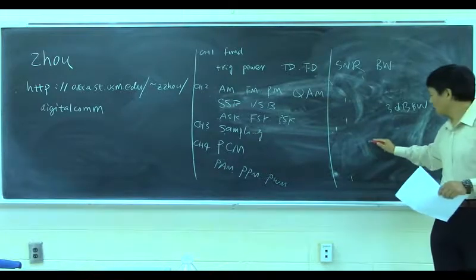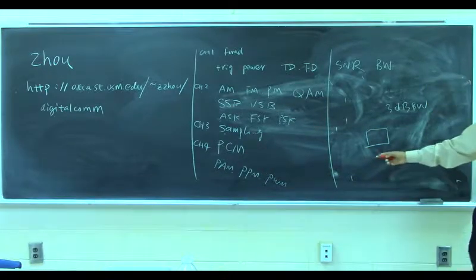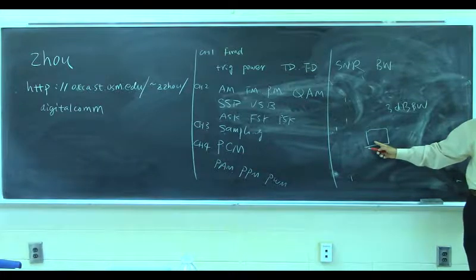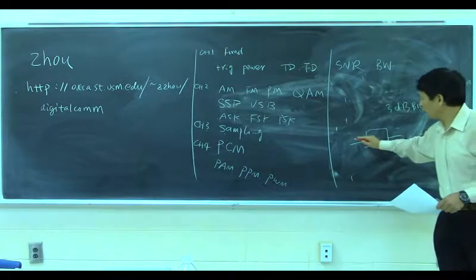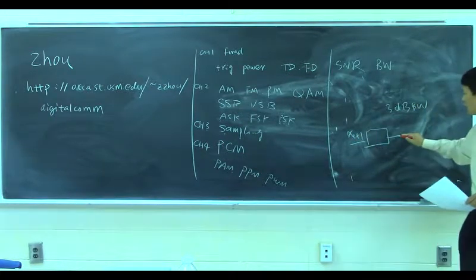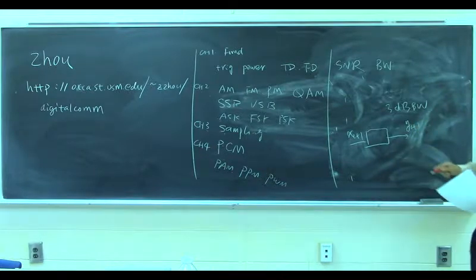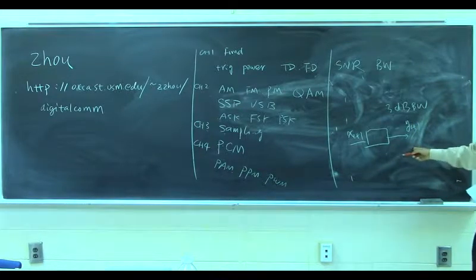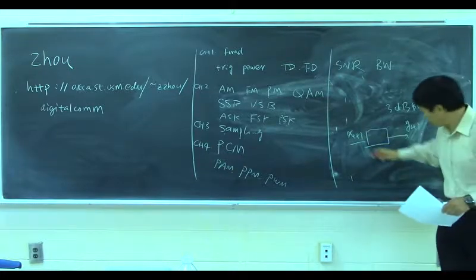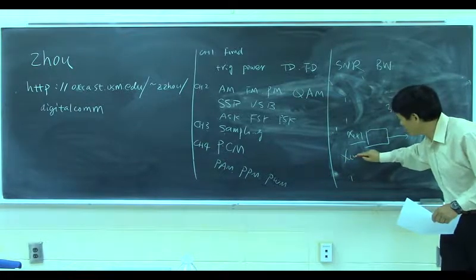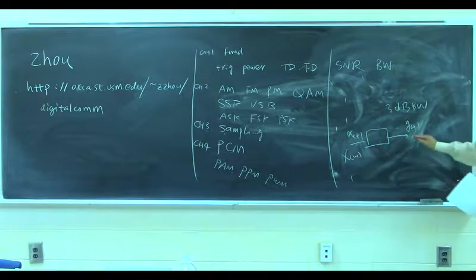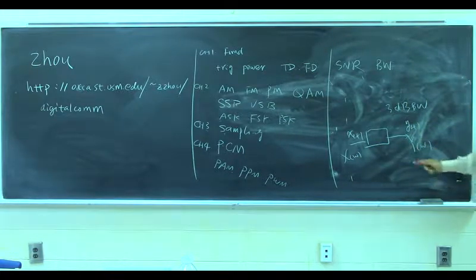Suppose you have a circuit here. I don't care what the details inside this box are. We have an input signal, suppose x(t) here, and we have an output signal here. This is the time domain representation, but usually we are going to use the frequency domain. For example, this input is a function of frequency, and this output is also a function of frequency.